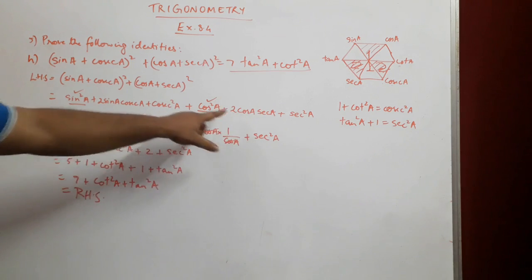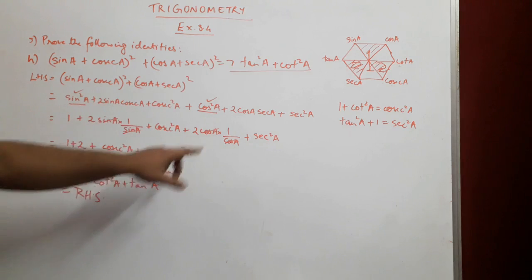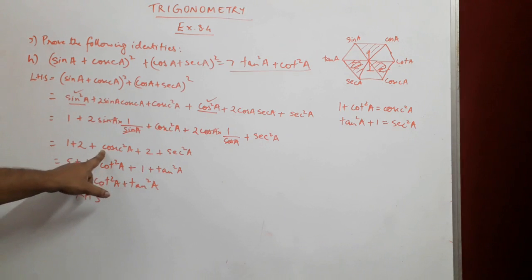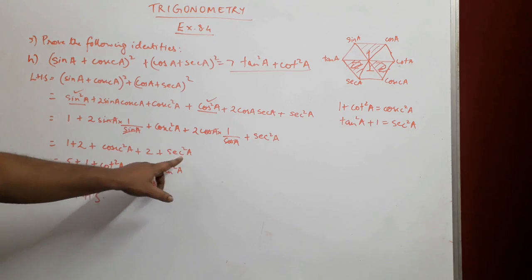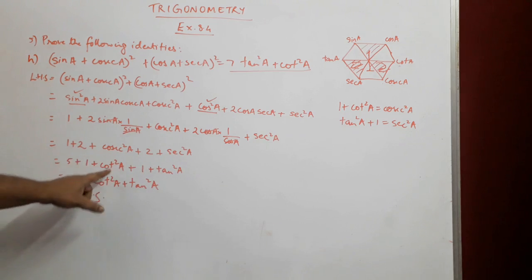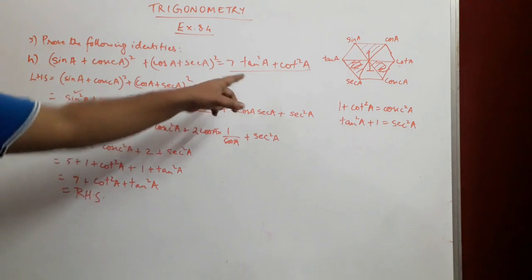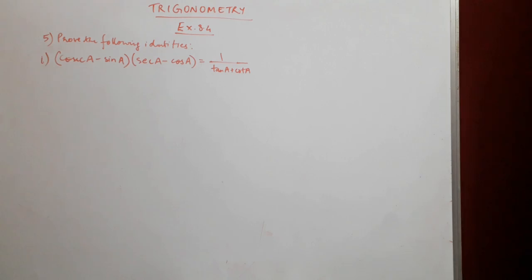So we have 2 plus 2 is 4, plus 1 from here, 5. And then once we had 5 over here, we had to just deal with cosec square a sec square a, and we applied the identity that we learnt in our previous videos to arrive at our final solution. So this is how we could prove it.